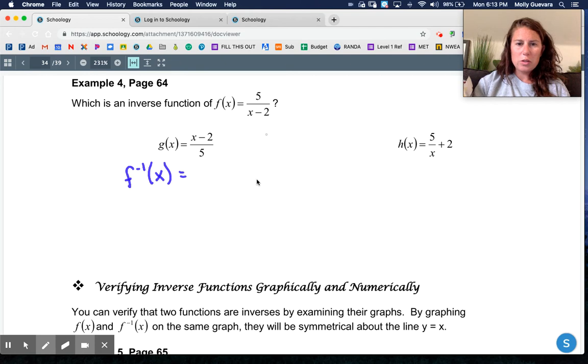So let's do y equals 5 over x minus 2. Let's switch the x and y, and we're going to solve. So in this case, I need to get rid of my denominator, so I'm going to multiply by y minus 2.